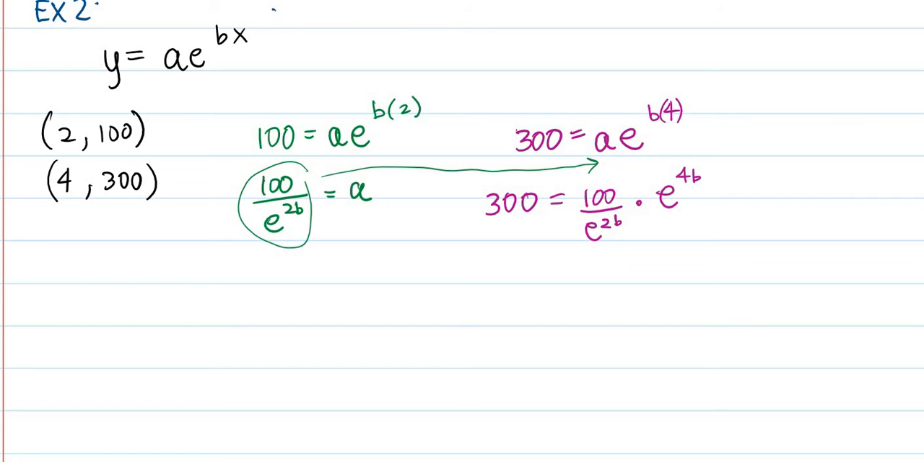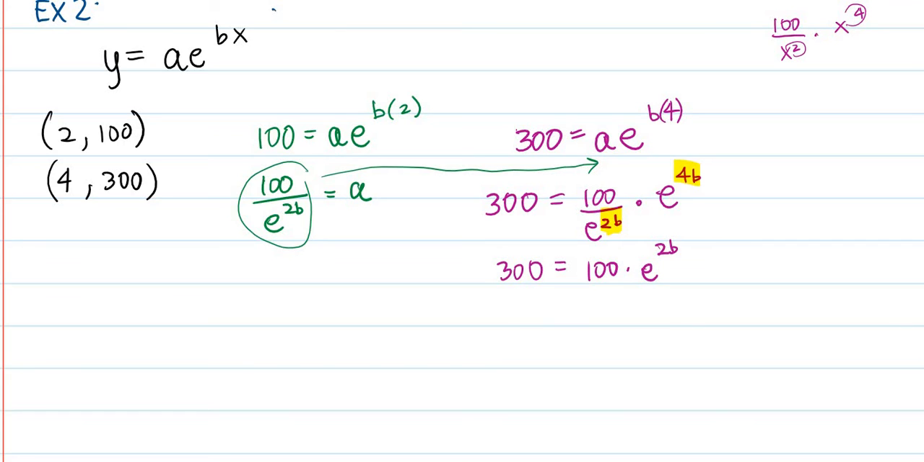And this would be basically the same as if I had 100 over x squared times x to the fourth. So the x's don't disappear, but what does change are the exponents. So in this case, the 2b and the 4b, I would subtract them because that's the law for exponents when you're dividing, and I would have 300 equals 100 times e to the 2b, because 4b minus 2b equals 2b.